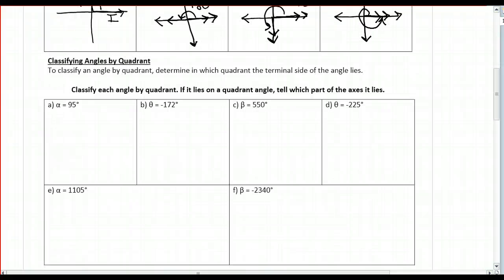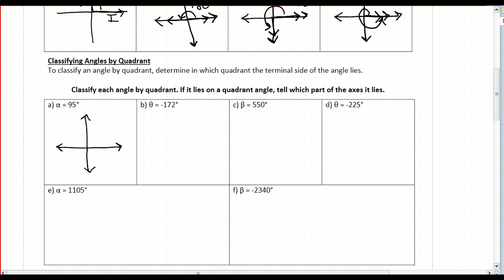Now that we've identified the four different types of quadrant angles, we're going to be given different types of angles that lie within our circle on the coordinate axes, and we're going to start classifying all of these different angles by their quadrant. So to classify an angle by quadrant, we have to determine which quadrant the terminal side of the angle lies in. Remember to keep in mind that all the angles that we will be drawing are going to be in standard position.